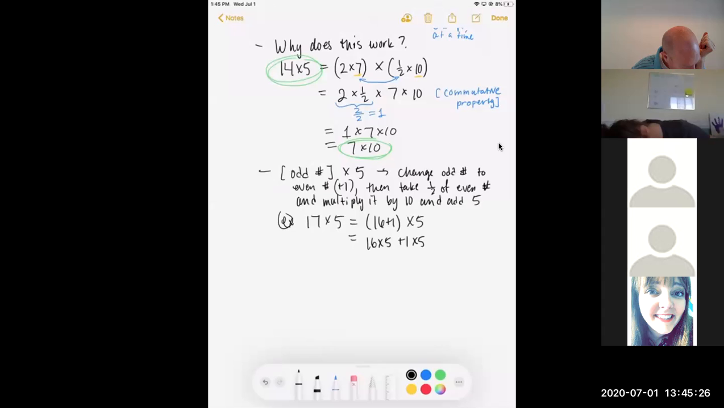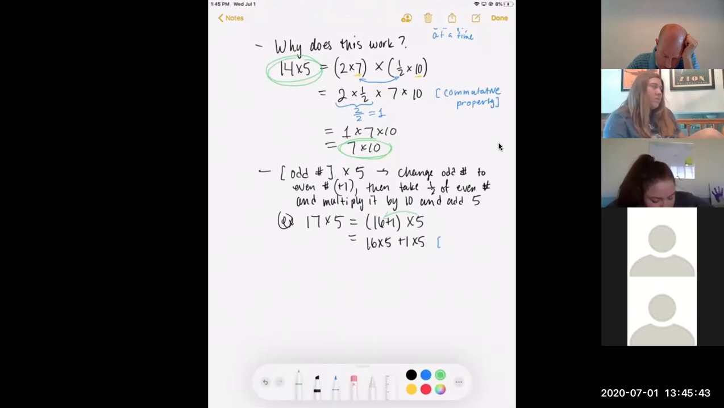This right here, what property do I use to go from this line to that line? What property did I use? Associative. Good guess, but not quite. Distributive. Right, distributive, because I multiplied the 5 times 16 plus 1. So the 5 times 16 and the 5 times the 1, that's the distributive property.